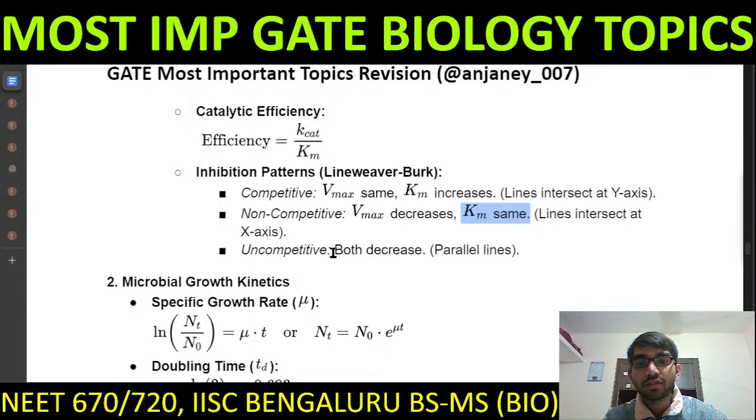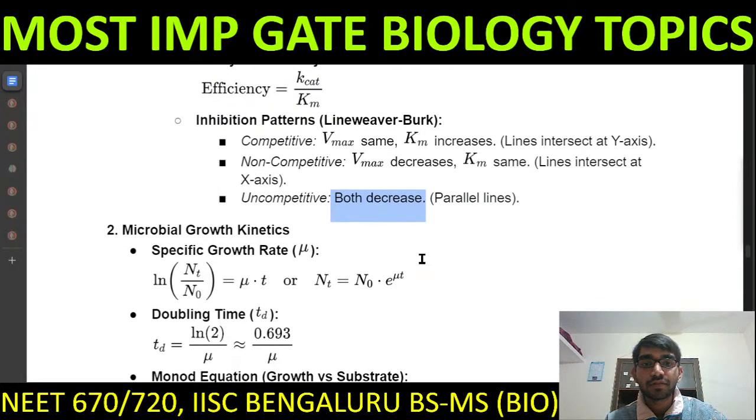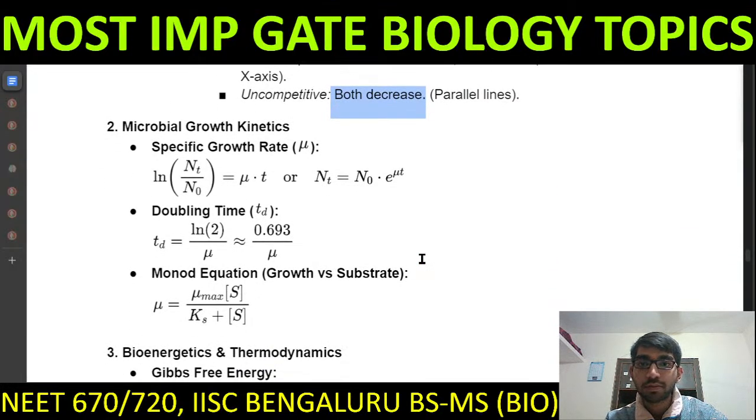And then there is uncompetitive, where both will decrease. The Km will also decrease, meaning the affinity will improve, but the maximal velocity that can be achieved by the enzyme will decrease. We will get parallel lines in the Lineweaver-Burk plot.